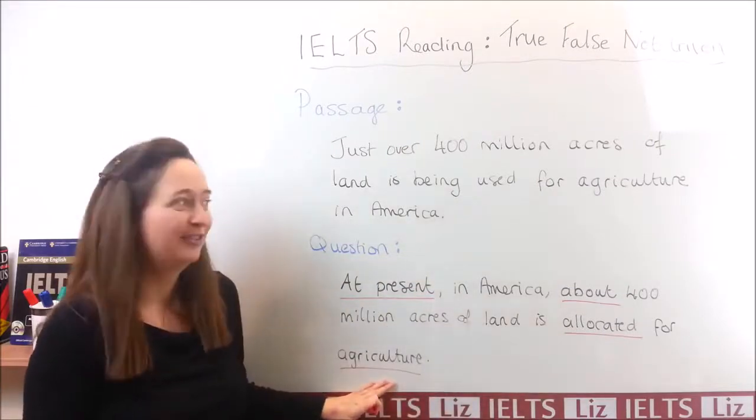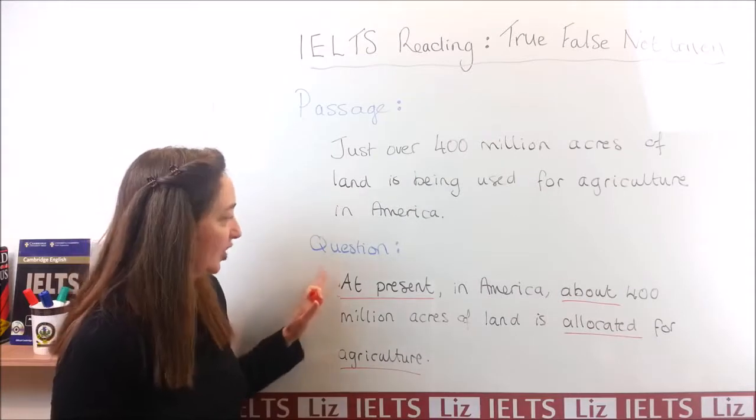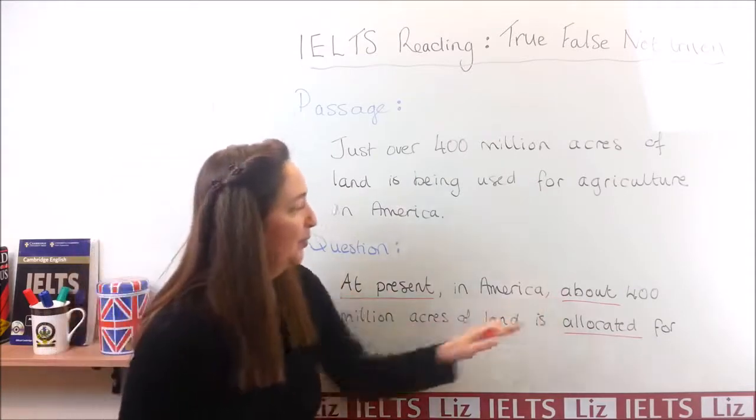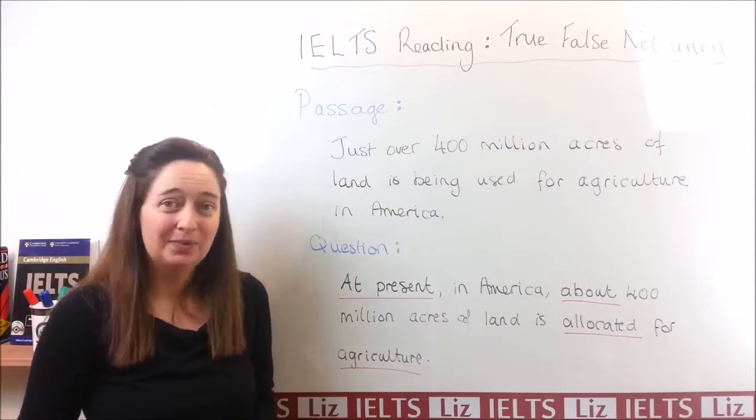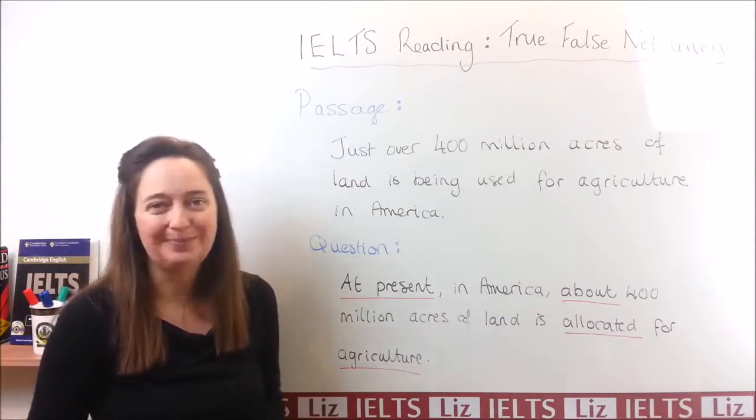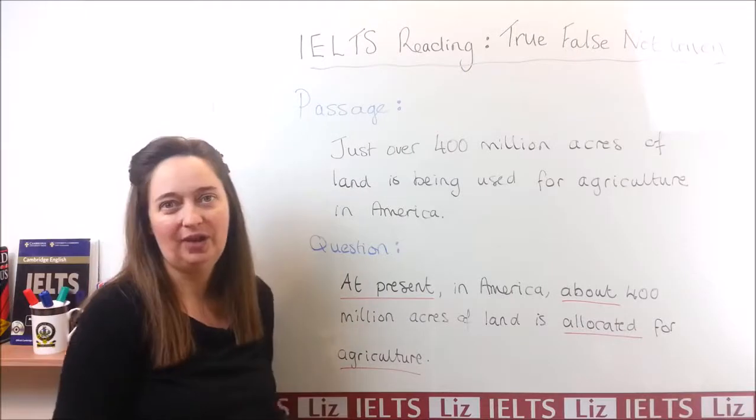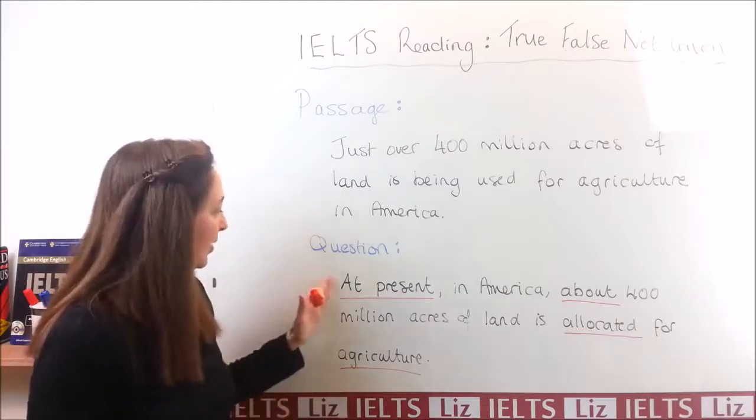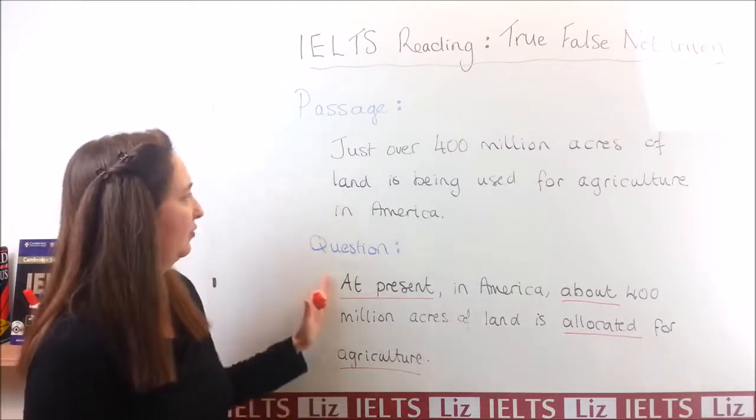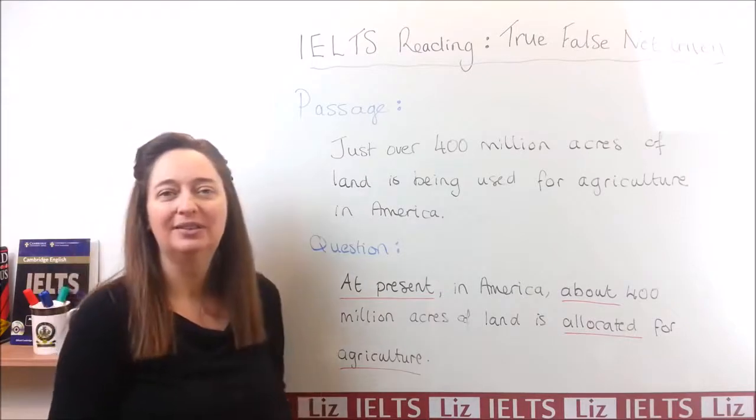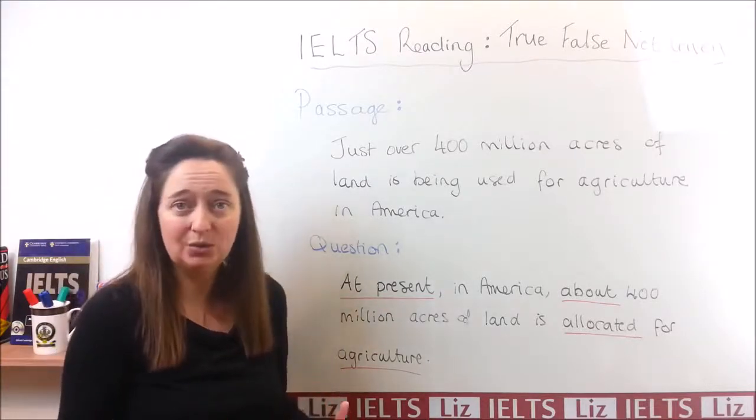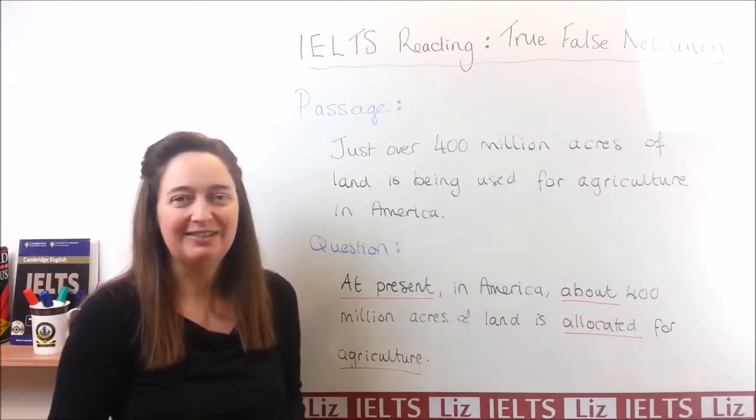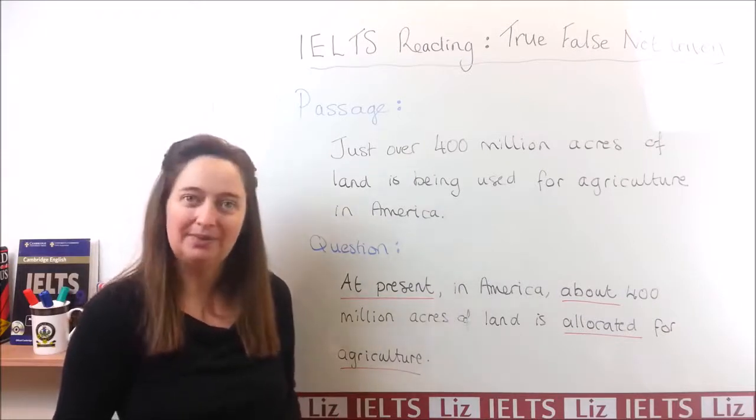Now let's look at the differences. The differences are the time phrase here and the word about. So do you think it is true, false, or not given? Well, let's have a look further. Firstly, the time phrase. There's no time phrase here. However, is there another way to know whether we're talking about the present or not? Yes, there is, and that is grammar.